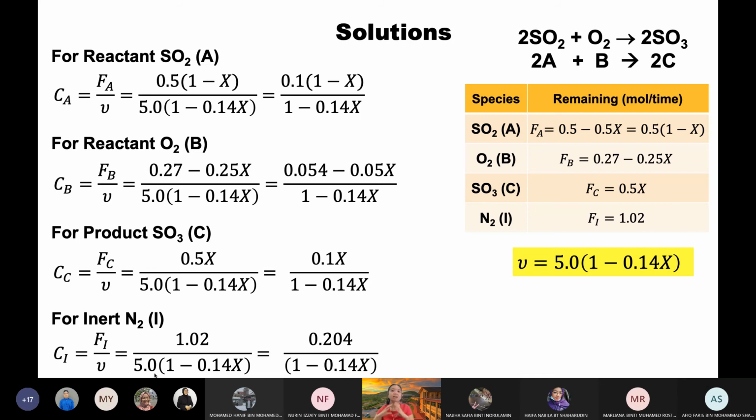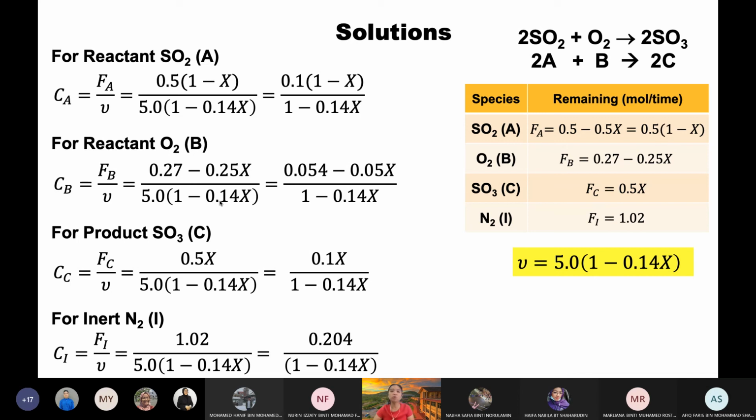Yang penting kamu tahu outlet molar flow rate dia dapat daripada table. Expression outlet volumetric flow rate dia adalah sama. Kamu ganti je pembawah dia, kamu dah express, kamu ganti yang sama. Just pengatas dia berbeza sebab kita guna outlet molar flow rate kan berbeza. So when you replace it, you will get this expression.